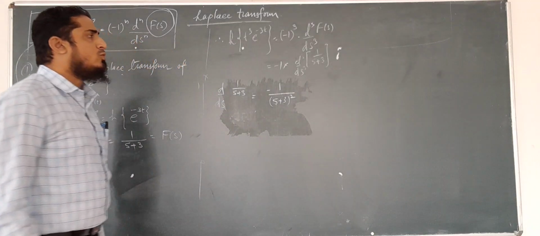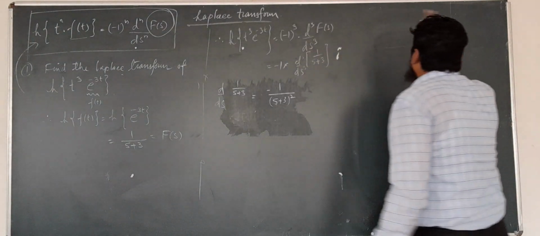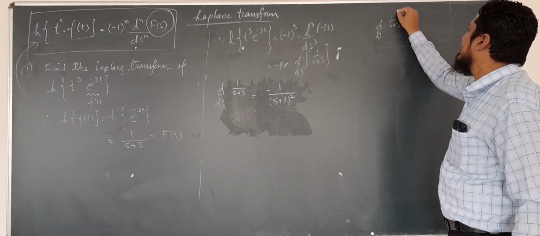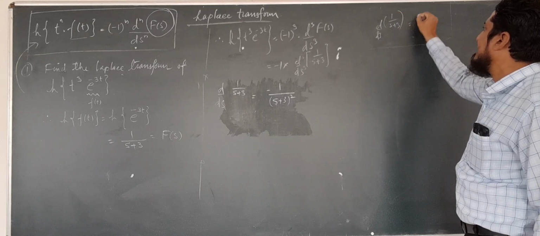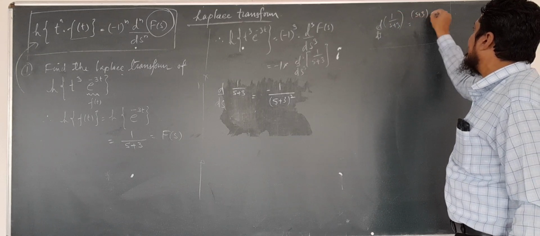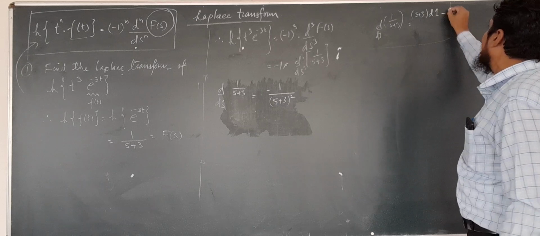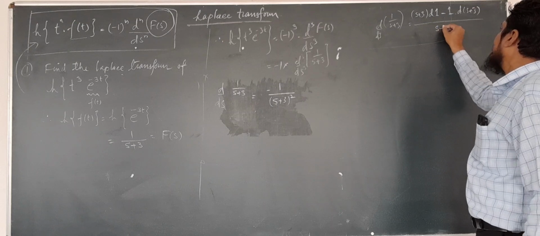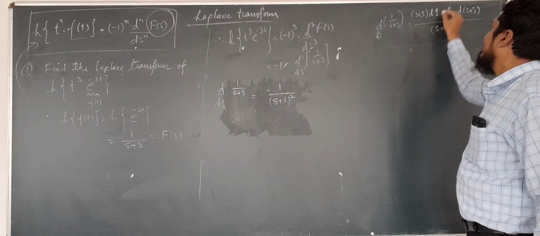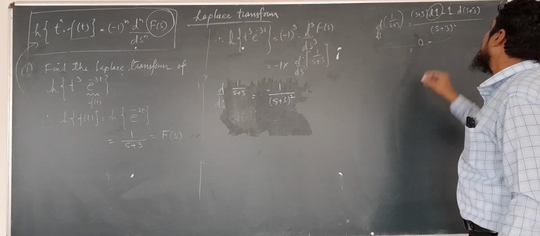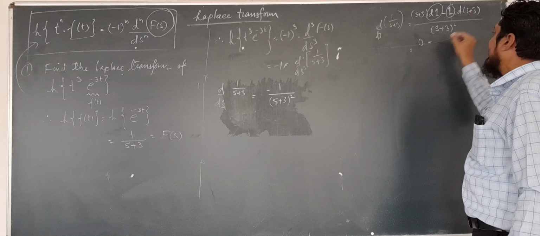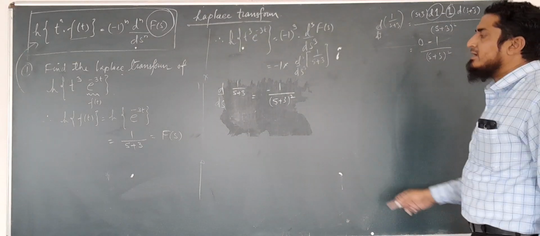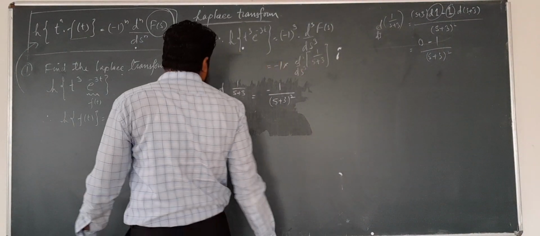By using the u upon v form, d by ds of 1 upon s plus 3: this is the numerator and denominator, taking s plus 3 outside, and the differentiation of 1 minus taking 1 outside, and the differentiation of s plus 3, over s plus 3 bracket square. Differentiation of the first number becomes 0 minus 1 as it is, and the differentiation of s is 1, over s plus 3 bracket square, and we will get minus 1 upon s plus 3 bracket square.